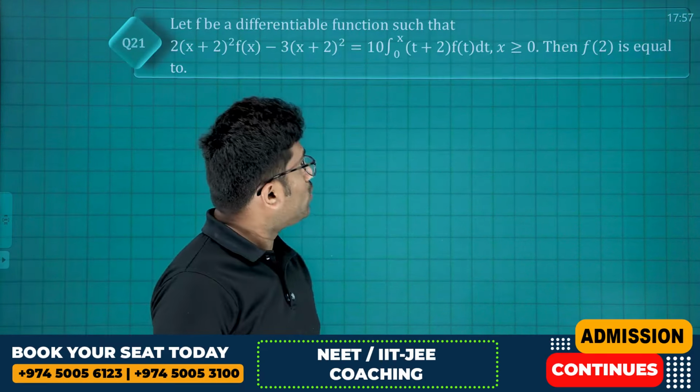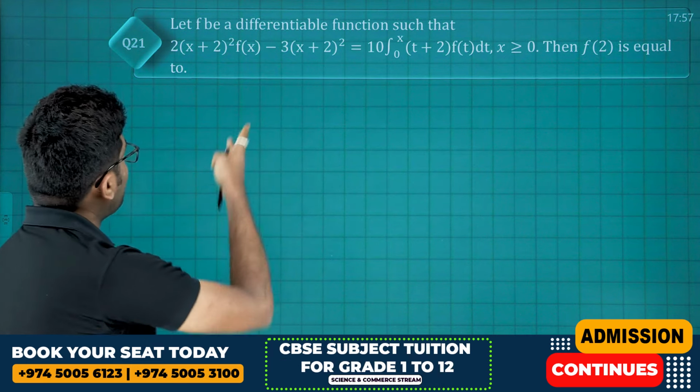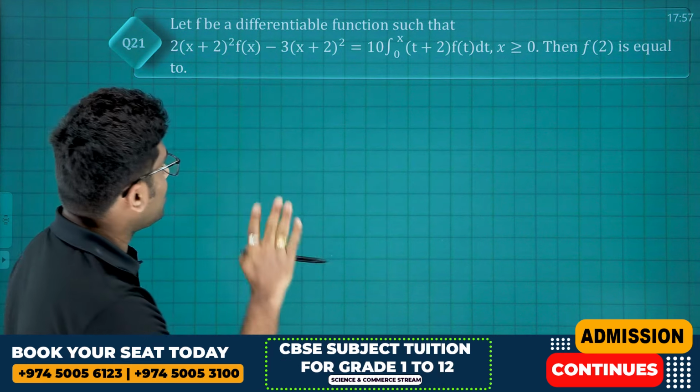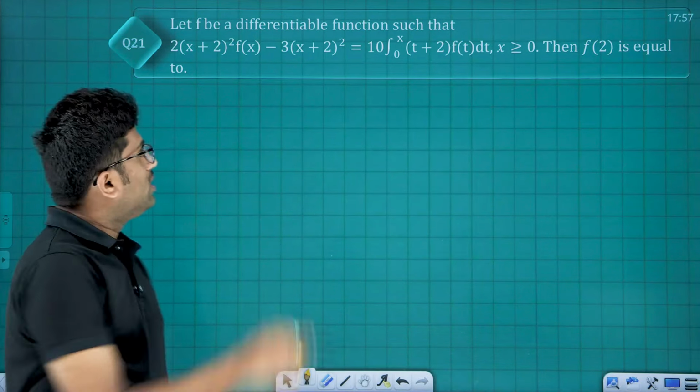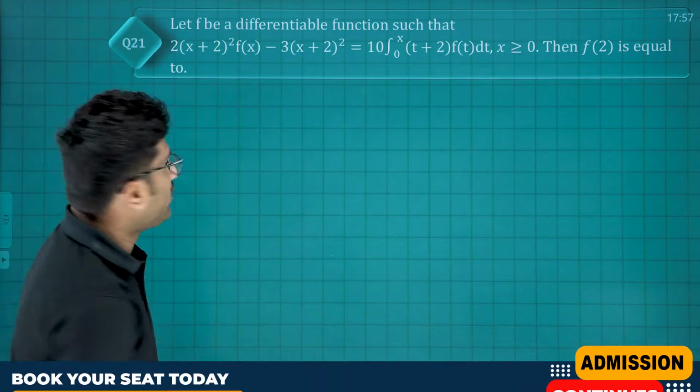So, coming to the numerical type, they have given an equation. Let me make it a differential equation, not a functional equation. It is clearly the Leibniz rule. Differentiate both sides, friends. The moment you see it, differentiate both sides.